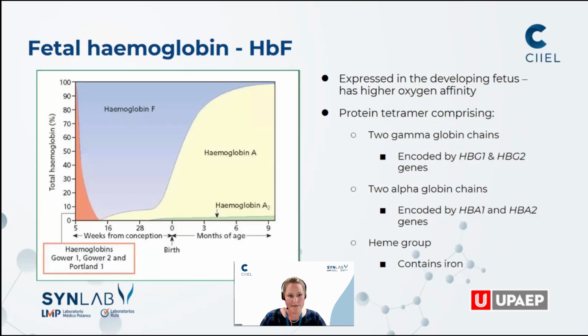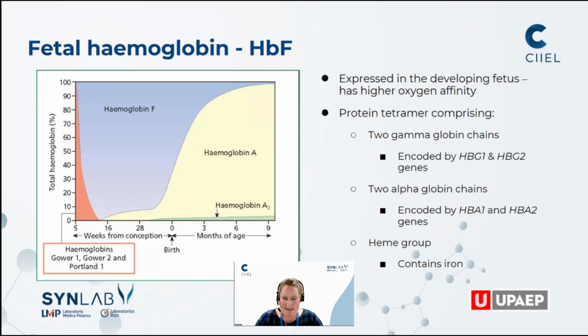Now, we also have fetal hemoglobin. So this is in the laboratory and clinically called hemoglobin F, the F standing for fetal. Now, the hemoglobin F is expressed in the developing fetus, and it is encoded by different genes. So instead of HBB or beta globin, it's two gamma globin chains which are encoded by HBG1 and HBG2, and also two alpha globin chains which are encoded by the same two genes.